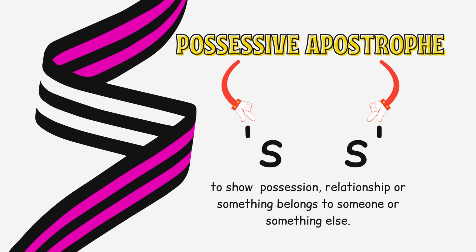There are two types of possessive apostrophe. The first is apostrophe S and the second is S apostrophe. Possessive apostrophe is used to show possession, relation, or something belongs to someone or something else.